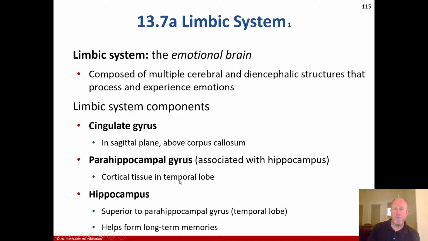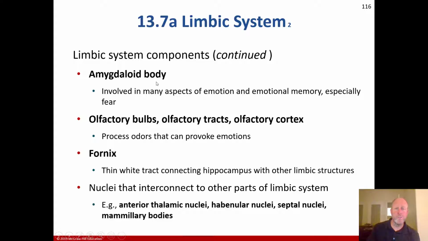It's the cortical tissue in the temporal lobe. The hippocampus, which is superior to the parahippocampal gyrus of the temporal lobe, helps form long-term memories. The amygdaloid body is involved in many aspects of emotion and emotional memory, especially fear. Olfactory bulbs, olfactory tracts, and olfactory cortex process odors that can provoke emotions. The fornix is a thin white tract connecting the hippocampus with other limbic structures.